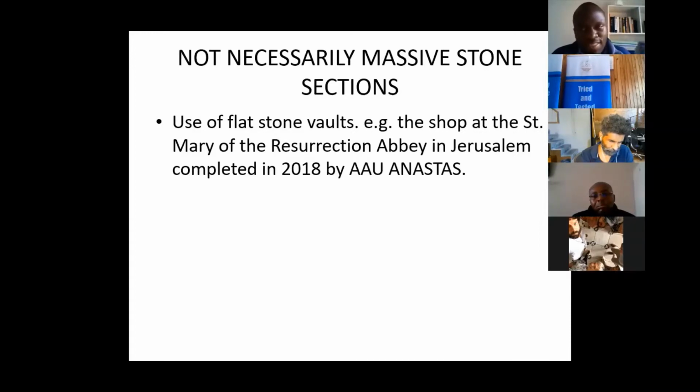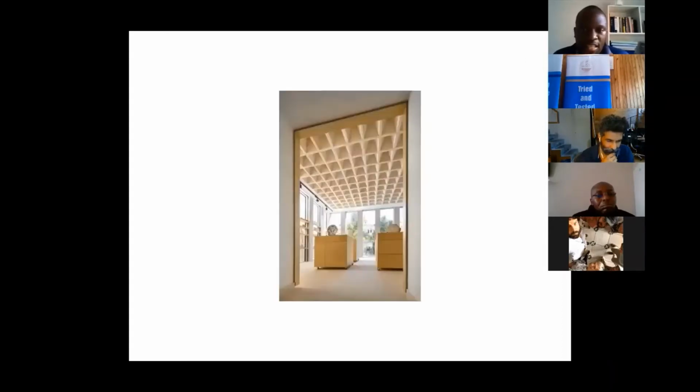In the previous discussion, we had a look at how we can have stone columns, but you can also have flat vaults that are not necessarily very massive in size. An interesting example which I had a look at was the shop at the St. Mary of the Resurrection Abbey in Jerusalem, completed in 2018 by AAU Anastas Architects. What you are seeing there is the flat vault, and it's supported on the edges by stone columns as well.